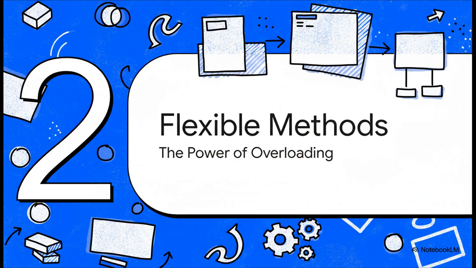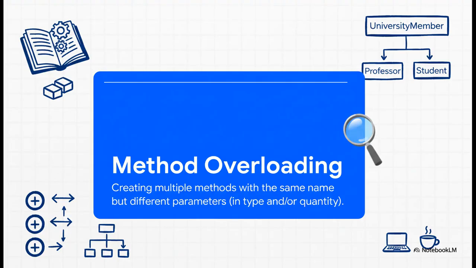All right, on to our next building block. We're going to look at a technique that makes our methods way smarter and more versatile, basically allowing one method name to do a bunch of different things. This technique is called method overloading.